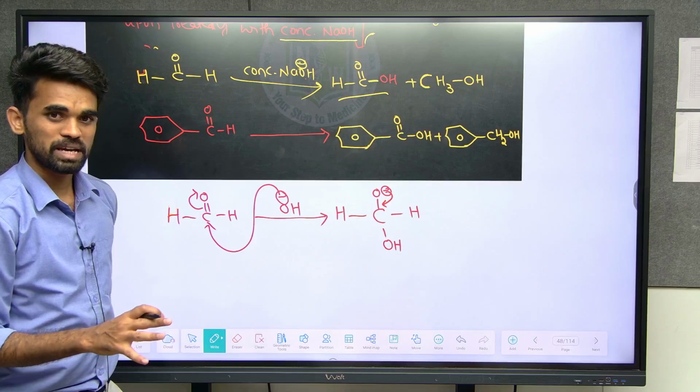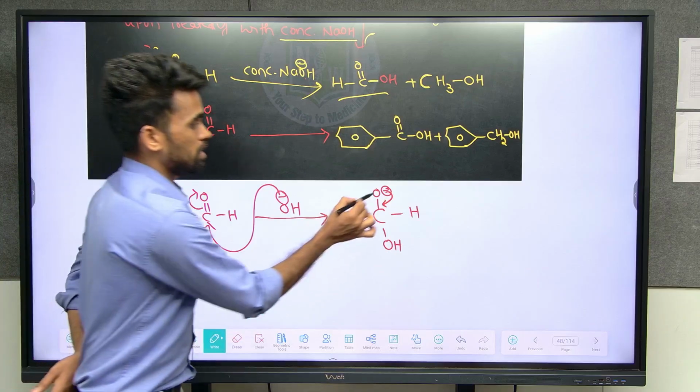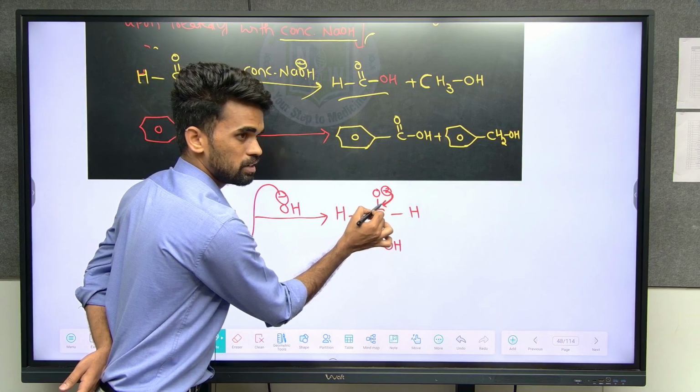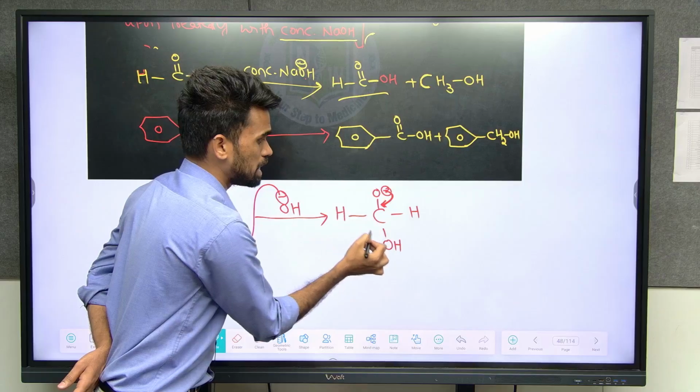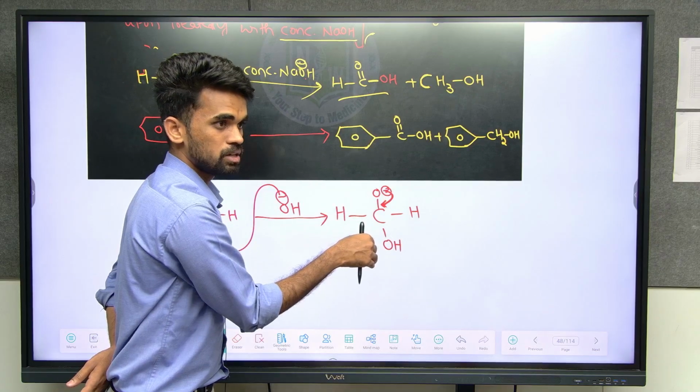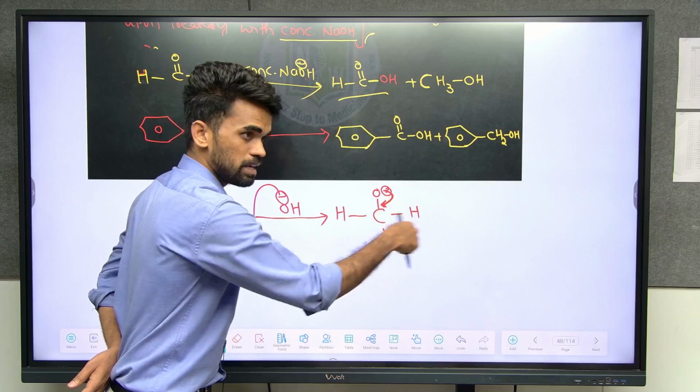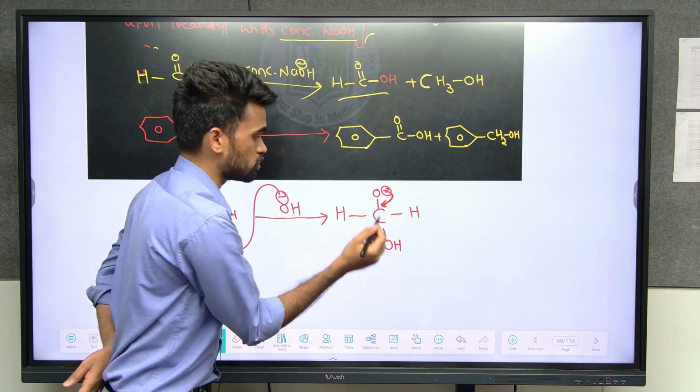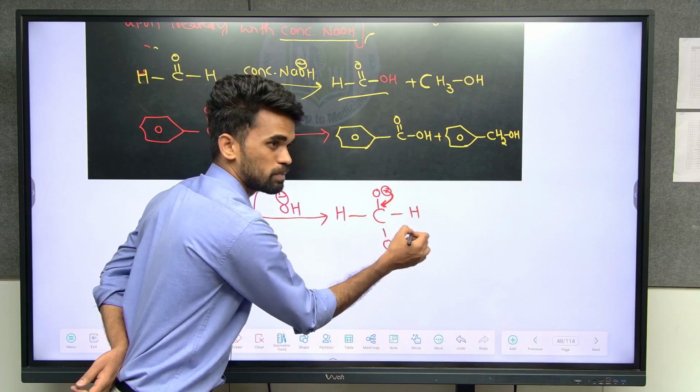H plus or H minus? See, from here electrons are given now. Already 8 electrons are there. If you are giving these electrons also, 10 electrons it becomes. Now what should be removed? H minus. See, you might wonder whether I should remove OH minus or H minus.